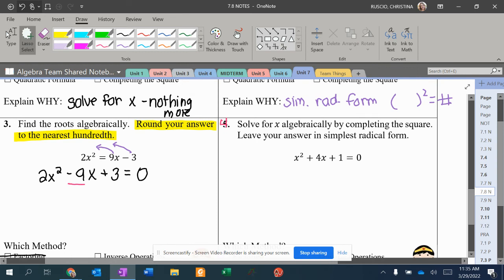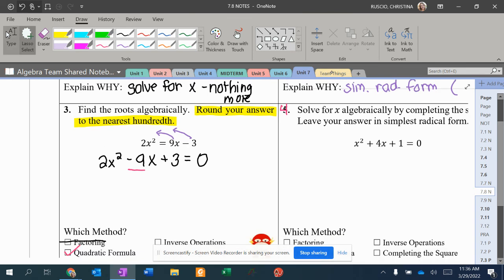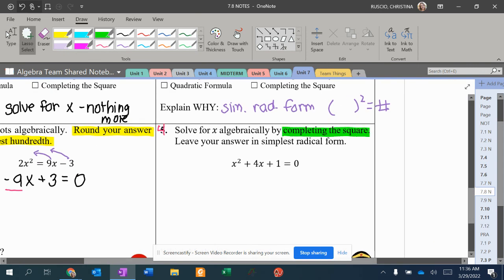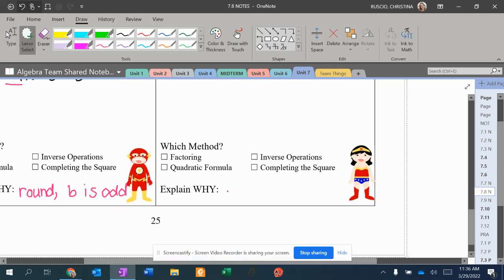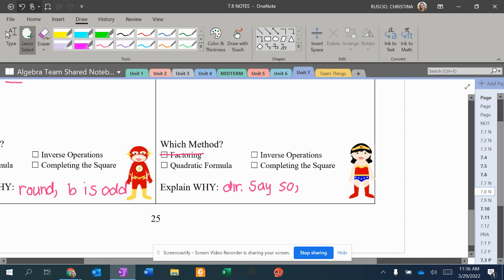Okay, this should be question number 4. It says solve for x algebraically by completing the square. Oh my gosh, like, hello. We're going to complete the square here because it literally tells us to do that. And then also the directions are going to say simplest radical form. So there's a couple of reasons why: the directions say so, and then also we have that simplest radical form. So factoring is out when that happens. Simplest radical form tells me that we're going to use a method other than factoring.